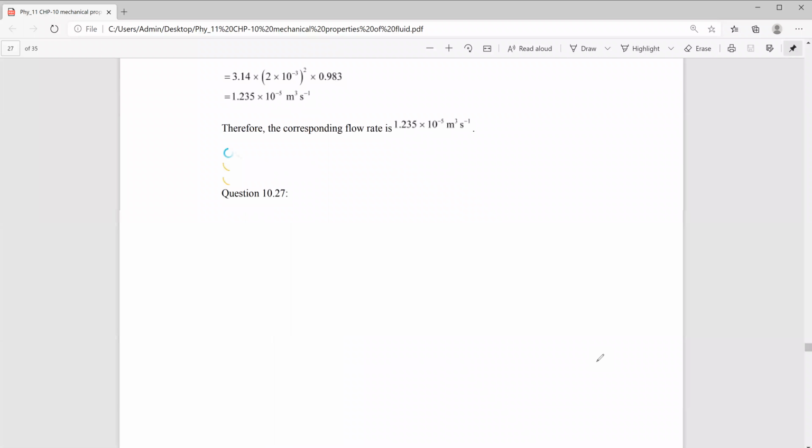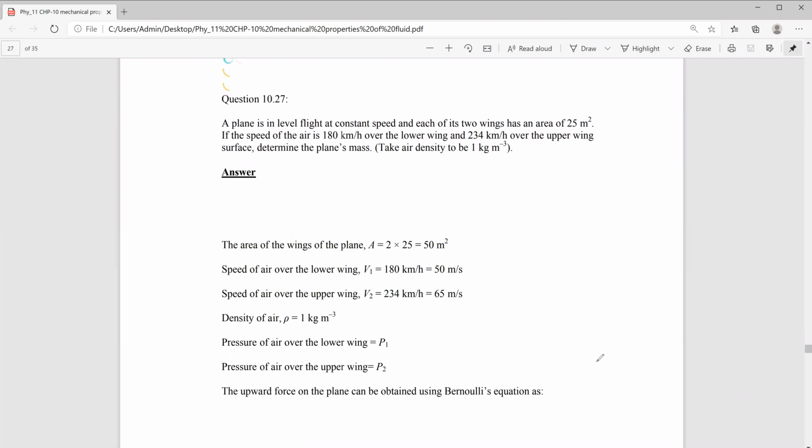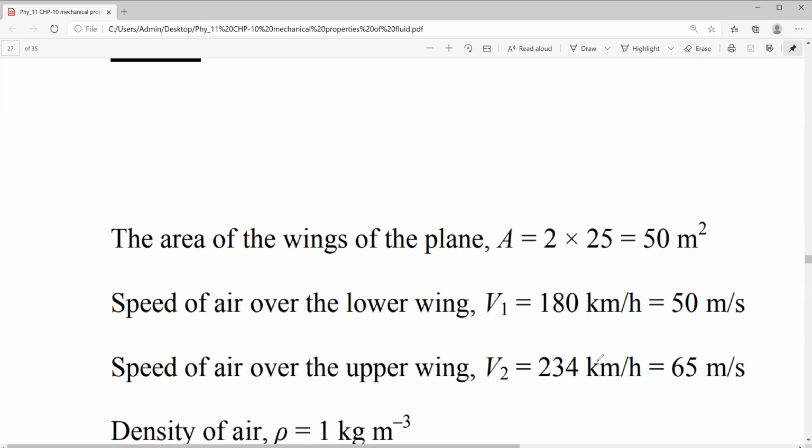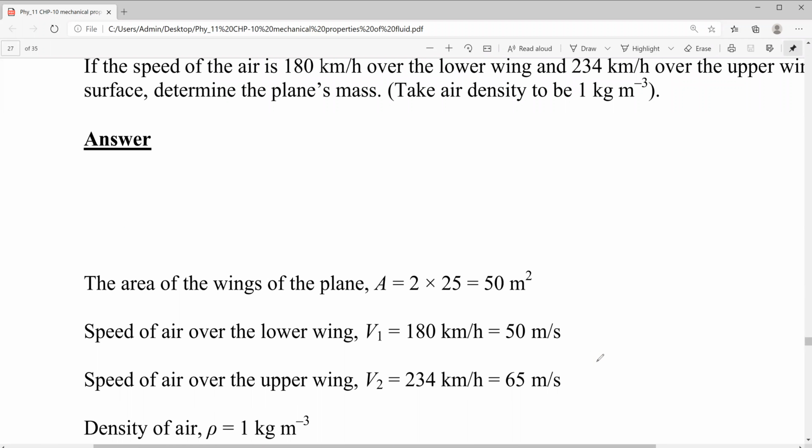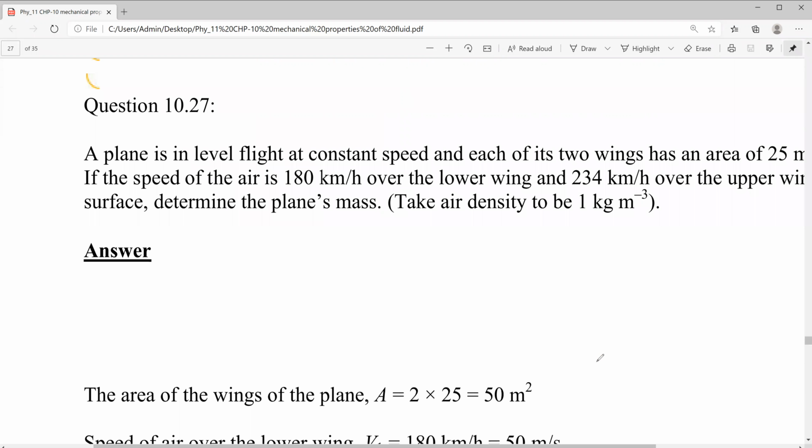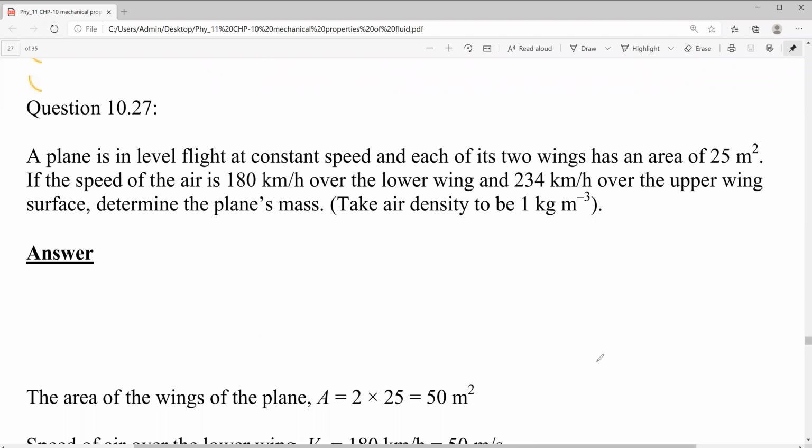So what is the question? 10.27. So the question is like this. A plane is in level flight at constant speed and each of its two wings has area of 25 meter square. If the speed of air is 180 kilometers per hour over the lower wing and 234 kilometers per hour over the upper wing surface, determine the plane's mass, they are asking.